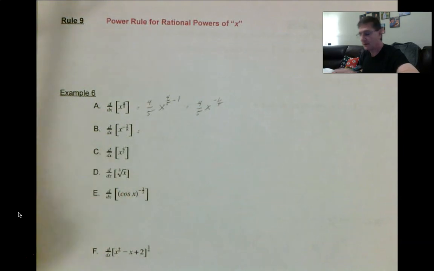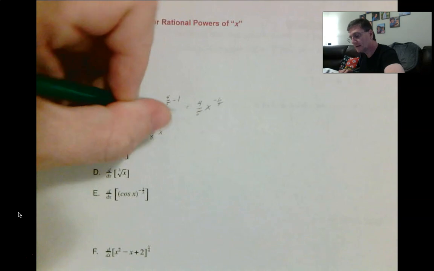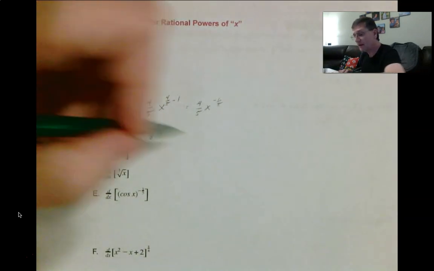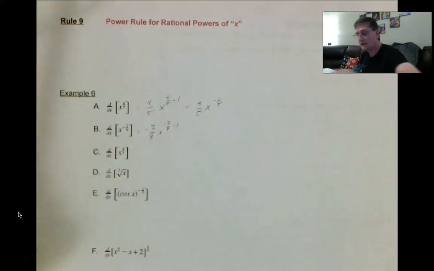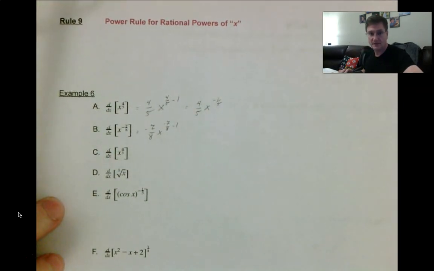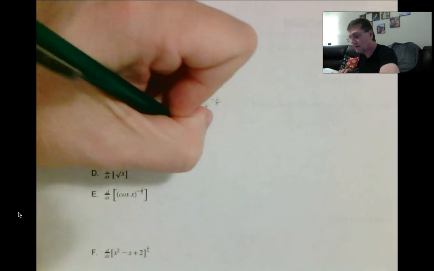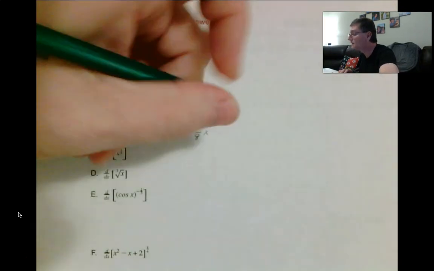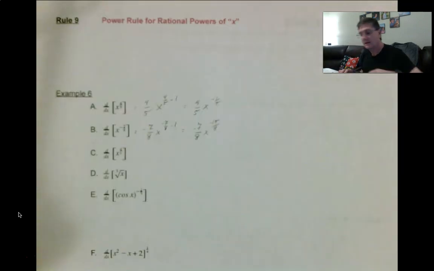Part B. Take the exponent, put it out in front. Negative 7/8 x to the negative 7/8 minus 1. So negative 7/8 minus 8/8. Negative 7/8 x to the negative 15/8 power.